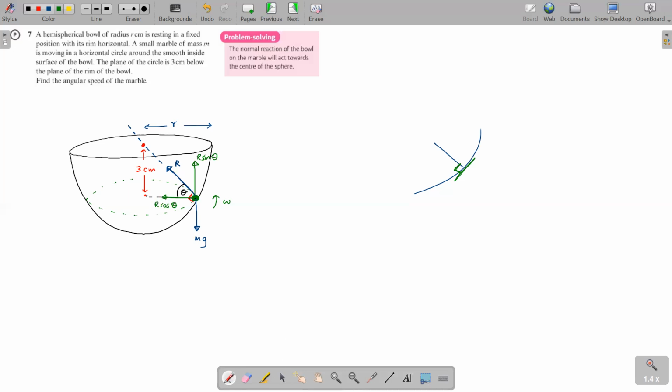Okay, so let's consider the right angle triangle and try to get some substitutions for theta. This is the right angle triangle that we have in the middle. Can you see the right angle triangle?